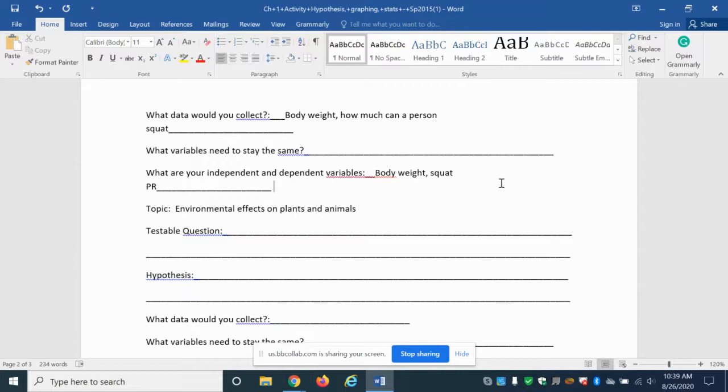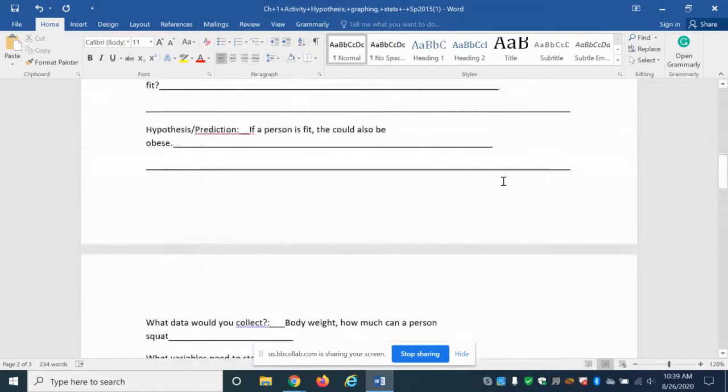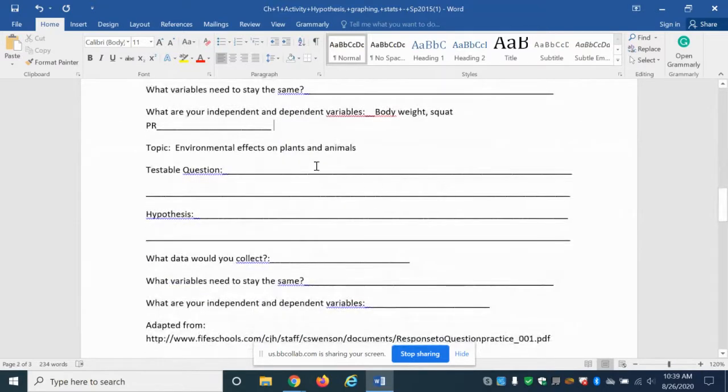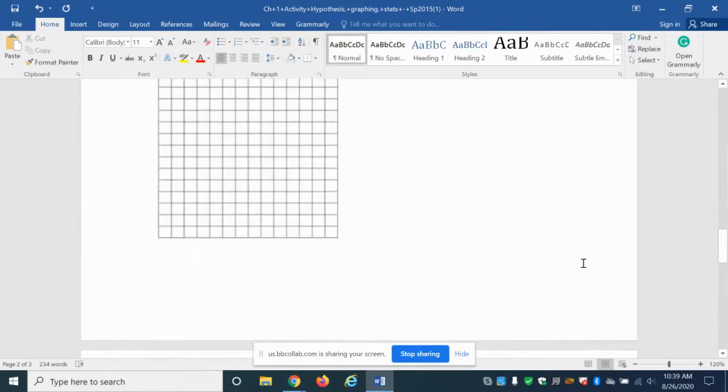And so that's just one particular example. Feel free to go in different directions. It just has to fit under the topic of diet, obesity, and body weight. It could also just fit underneath the category of health and wellness in general. That's fine. You'll do a second example like that for environmental effects on plants and animals, and you'll go through that whole process.